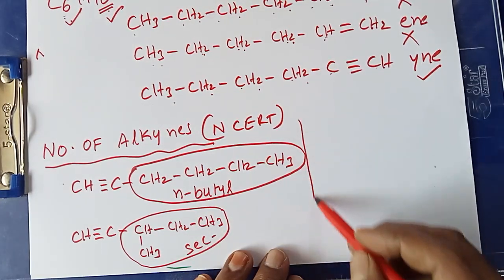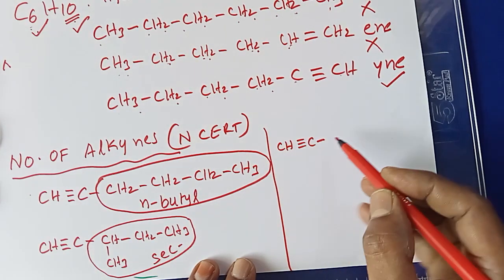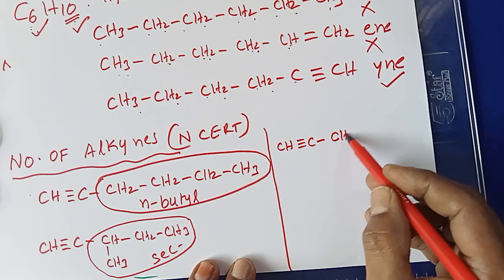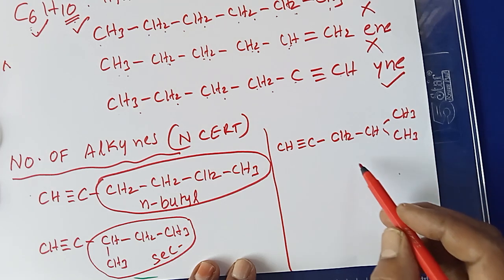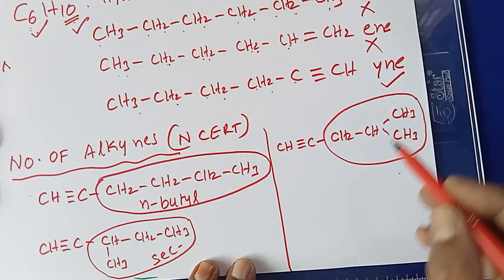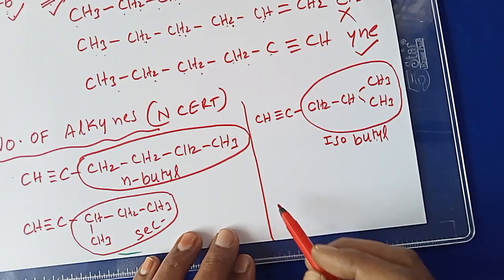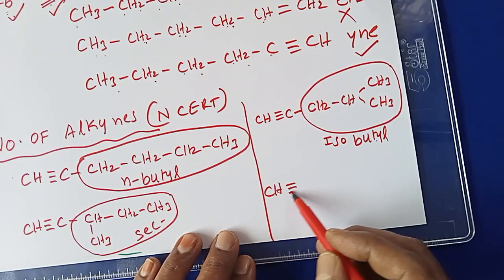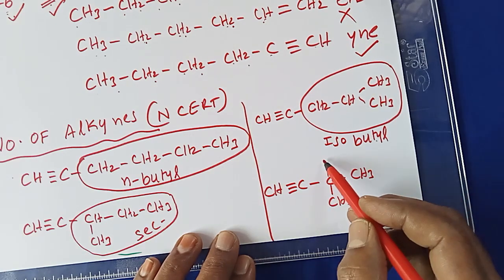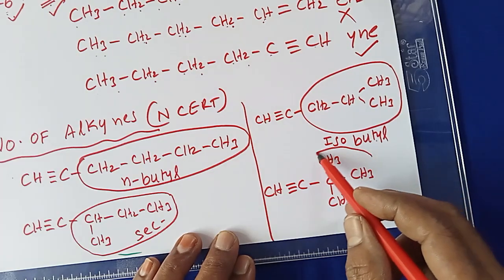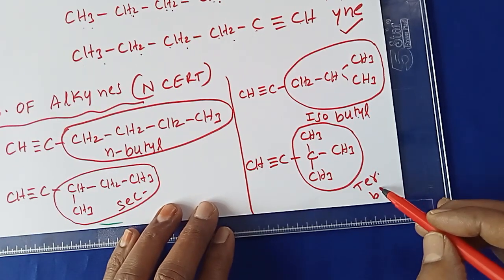Next butyl is what? Here I write the next butyl. CH triple bond C, then CH2, again CH, CH3, CH3. What is this butyl? Isobutyl. Isobutyl group. Next, immediately CH triple bond C, C, CH3, again CH3, again CH3. So what is this butyl group name? It is tertiary butyl. Tertiary butyl group.